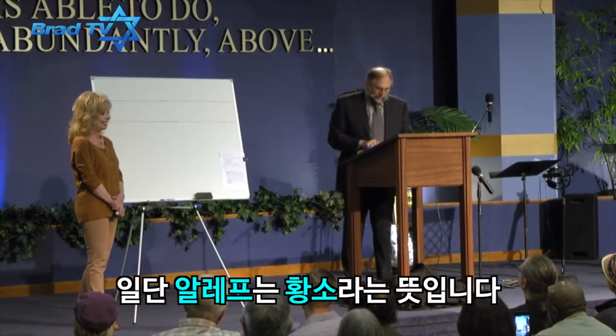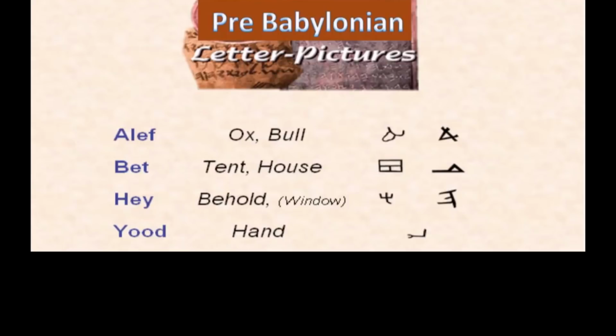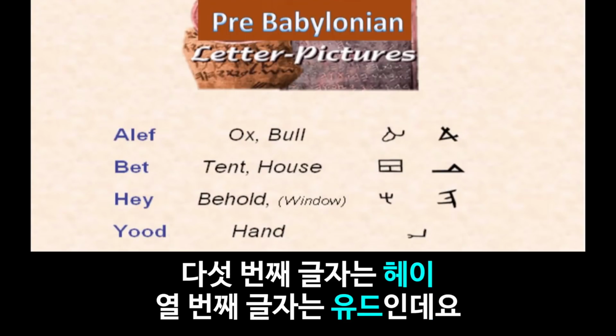But I want you to notice, Aleph in Hebrew is ox, okay? So I want you to notice, here is the second letter in Hebrew, the Beit. The 5th letter is the Hey. The 10th letter is the Yud.